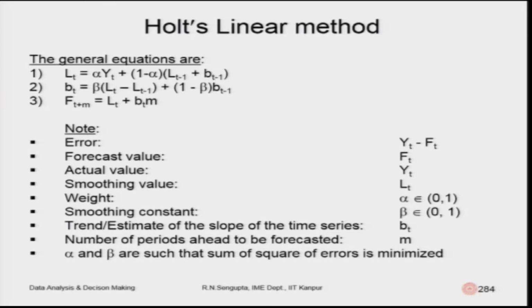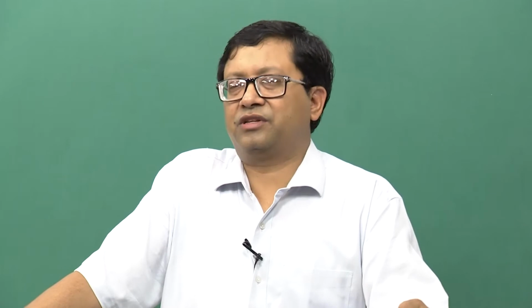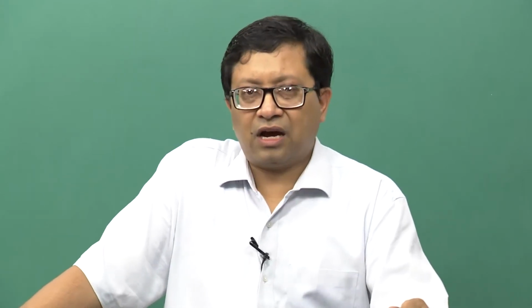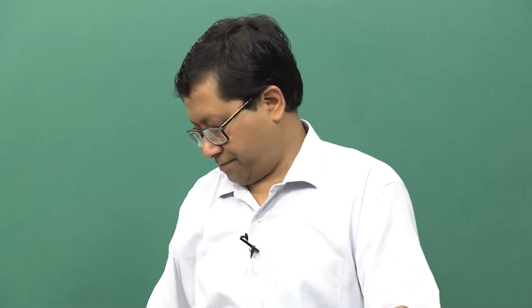The trend, the estimate of the slope of the line, is given by basically beta, and the number of periods ahead based on which we will try to forecast is m. So, it can be 1 time period, 2 time periods, 3 time periods, and so on. Obviously, the question remains: how do we find alpha and beta? The logical thing is that we find the sum of the square of the errors, differentiate with respect to alpha and beta at stages, and put it to 0, which minimizes the sum of the square of the errors, find alpha and beta and proceed accordingly.